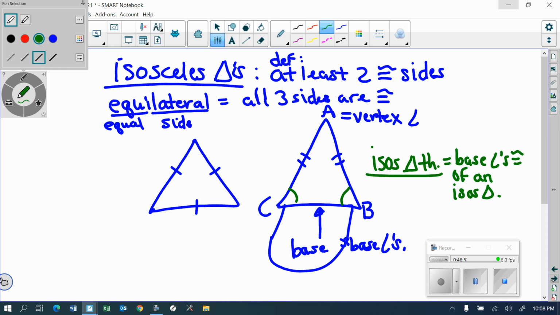Now, next, if I draw a segment from the A down to the base, from the vertex to the base, and make it at a right angle, also called perpendicular, which obviously means it's on the other side as well, that segment is called the altitude or the height.